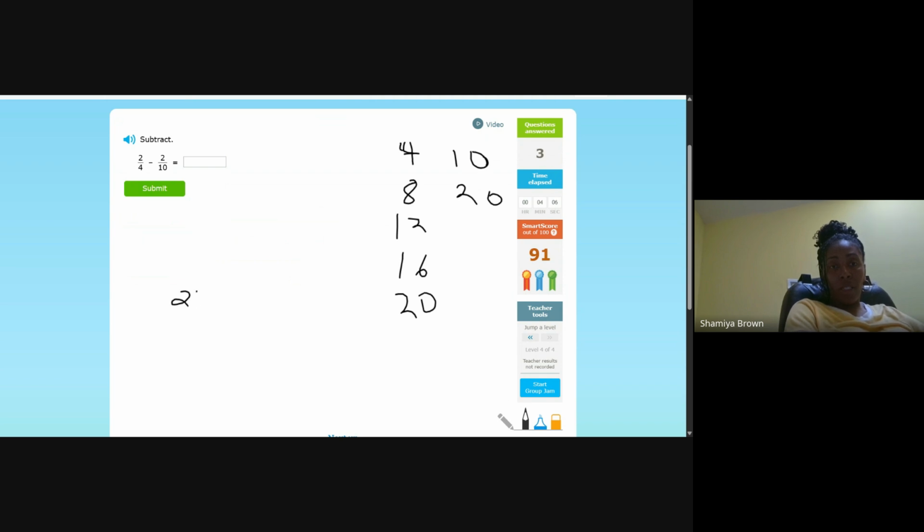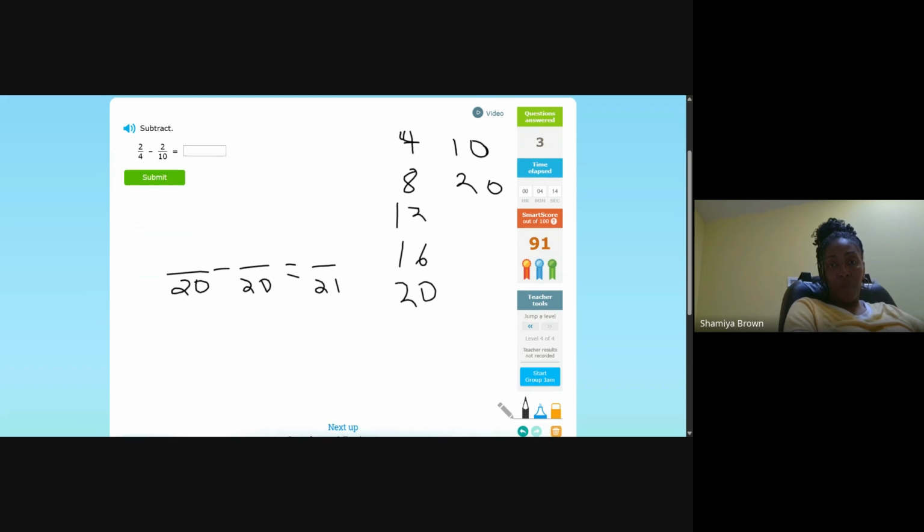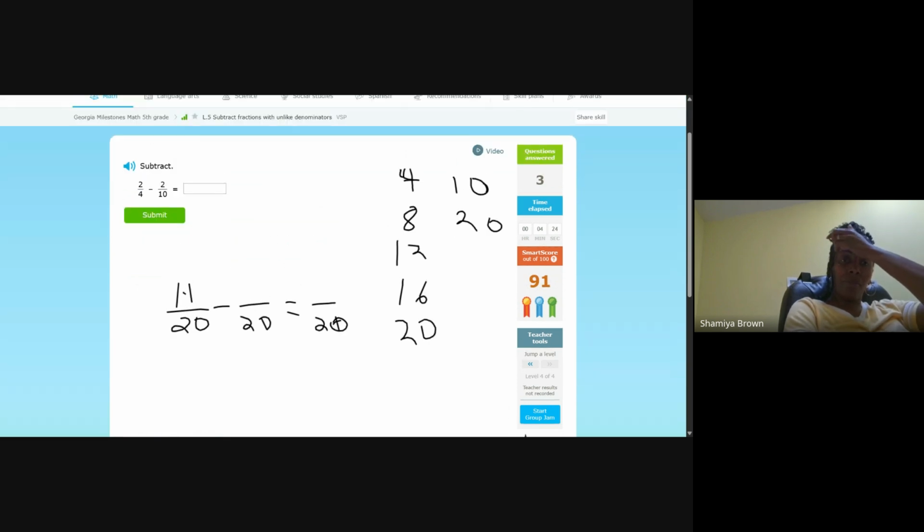So it's going to be something over 20 minus something over 20 equals something over 20. Getting my numerators. 4 times 5 gives me 20, so I have to do times 5 to 2. That's 10. Then over here, 2 times 10 gives me 20, so I have to do times 2 on the top. And that's 4. So this one is no regrouping either. So 6 20s, but I do have to simplify because both of these are even, so I know I could divide both by 2 to simplify.